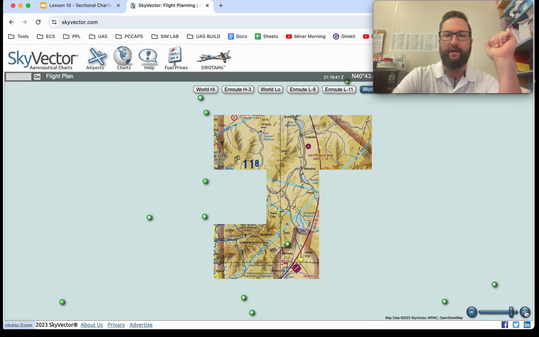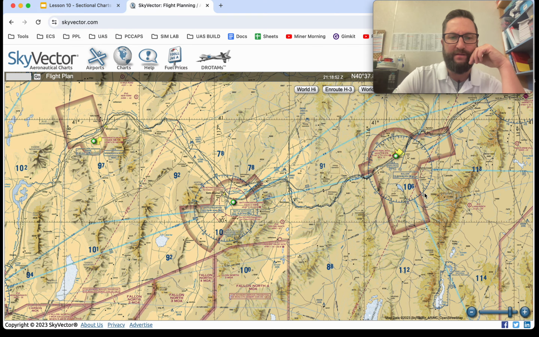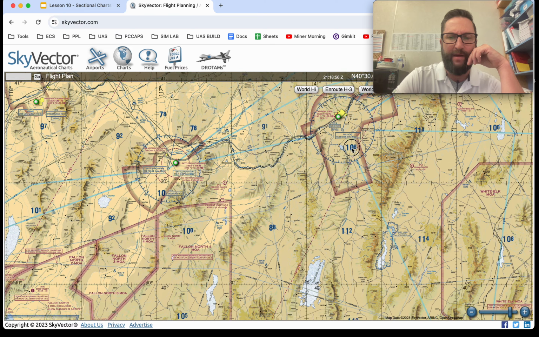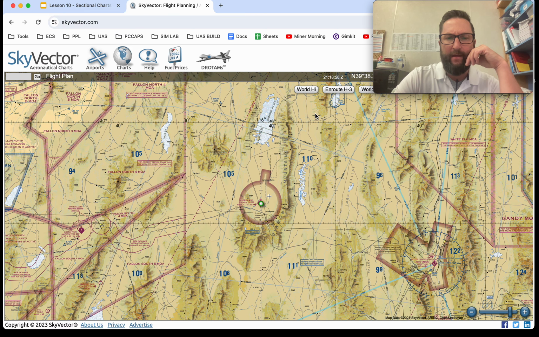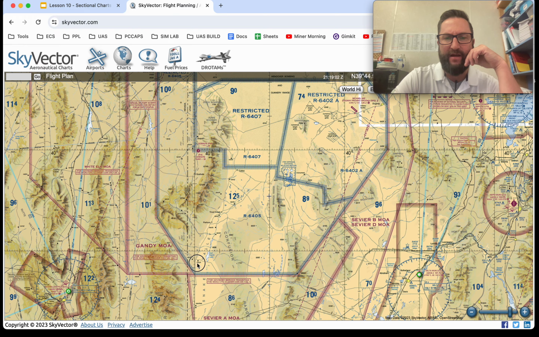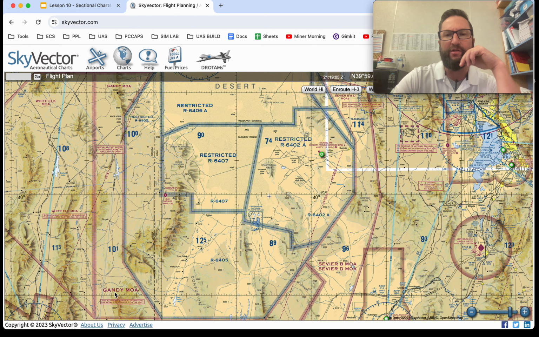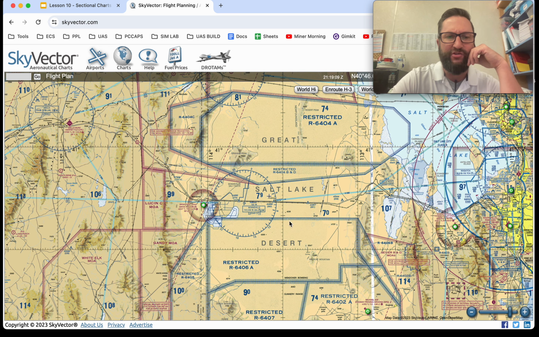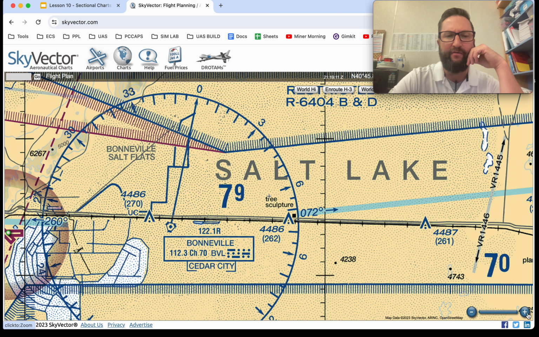So let's come on out here somewhere, and let's see if we can find some obstacles out in the desert. We're out here past Wendover, and not seeing a whole lot here, but you can see a lot of airspace. There's a lot of military airspace. We're going to learn about the airspace stuff in a minute, but you can learn a lot from just playing around with these charts and zooming in and looking at stuff.